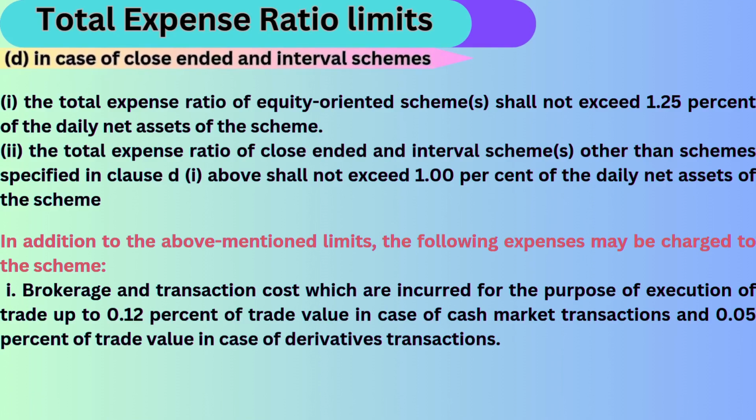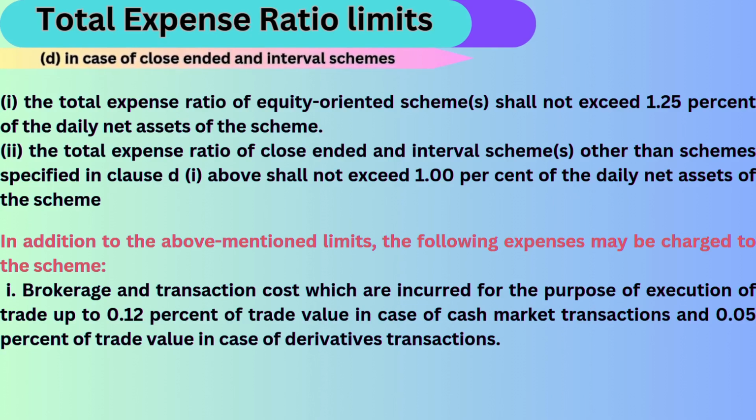Now let us understand the total expense ratio limits in case of close-ended and interval schemes. The total expense ratio of equity-oriented schemes shall not exceed 1.25% of daily net assets of the scheme. The total expense ratio of close-ended and interval schemes other than schemes specified in clause D, that is above, shall not exceed 1% of the daily net assets of the scheme.